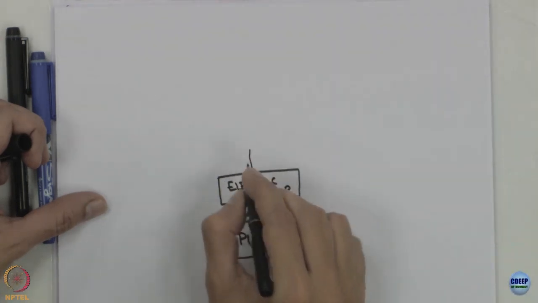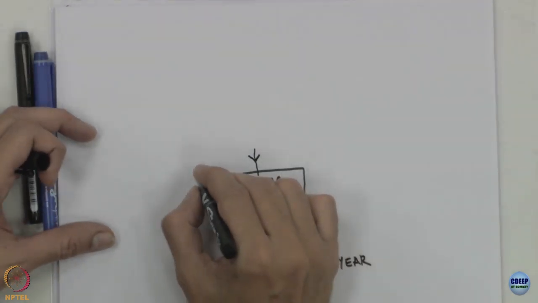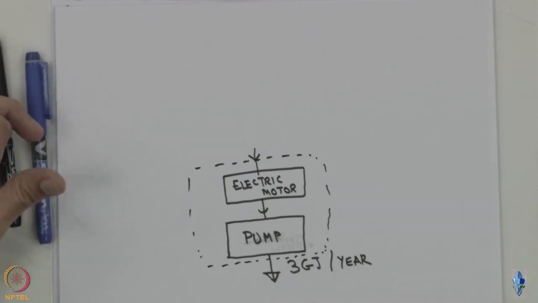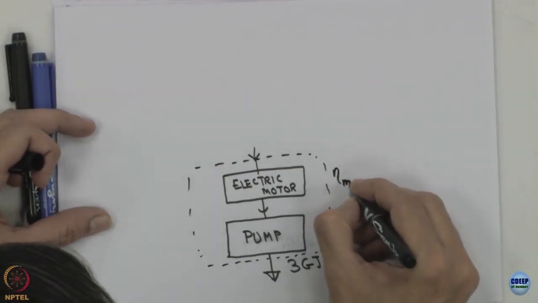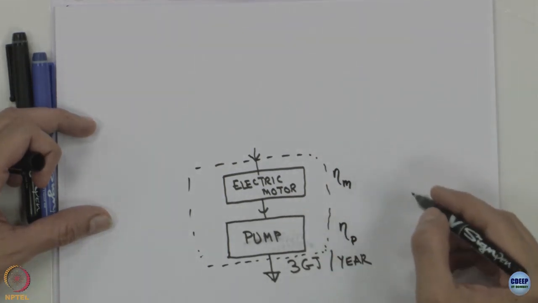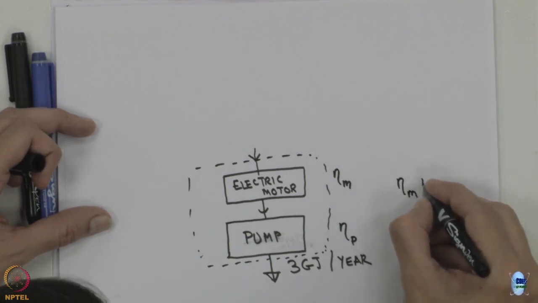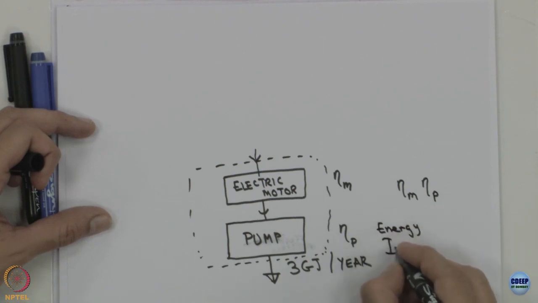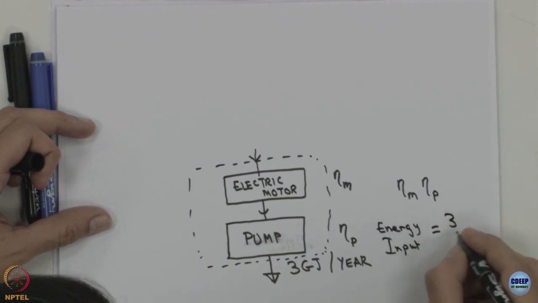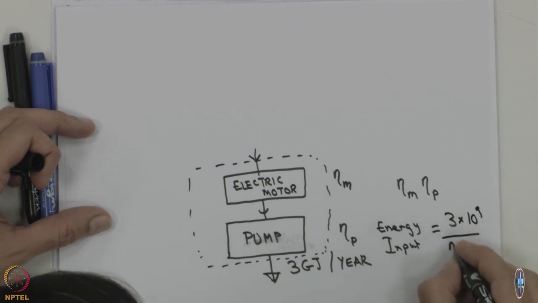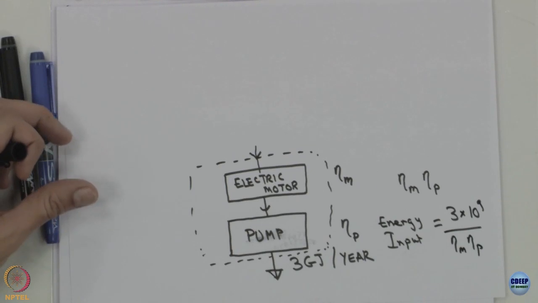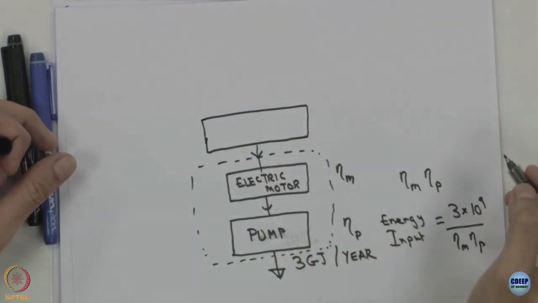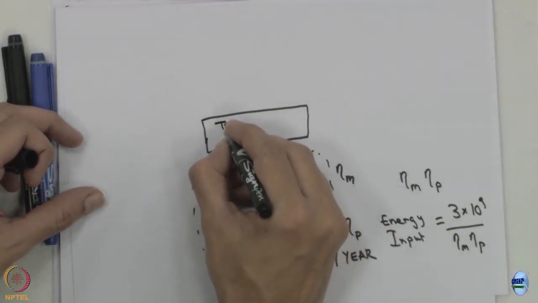Now, this is the electricity that is purchased by the farmer, and this system boundary is what the farmer sees. So, here if you look at eta motor and eta pump, the overall efficiency which the farmer sees is eta motor into eta pump. And so, the energy input required in terms of electricity is 3 into 10 raised to 9 joules divided by eta motor into eta pump. Now, before this, the electricity that we are getting is coming through a transmission and distribution network.